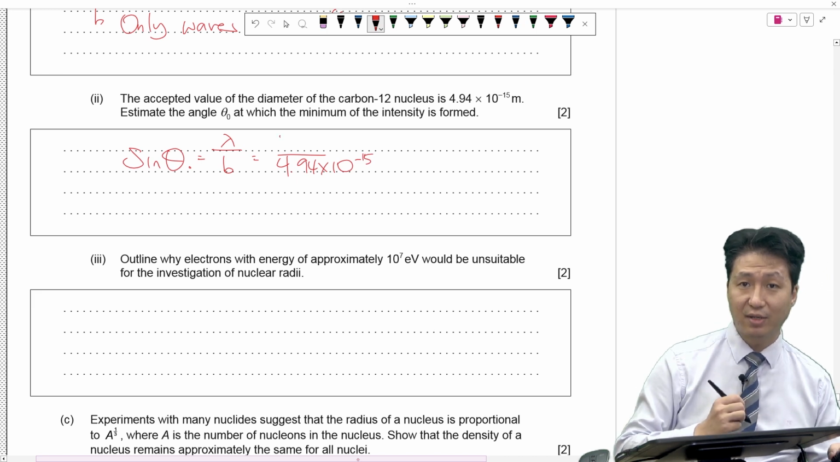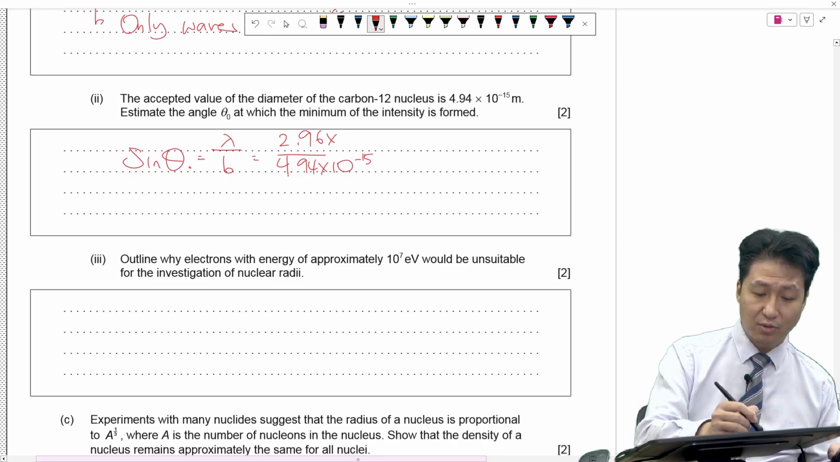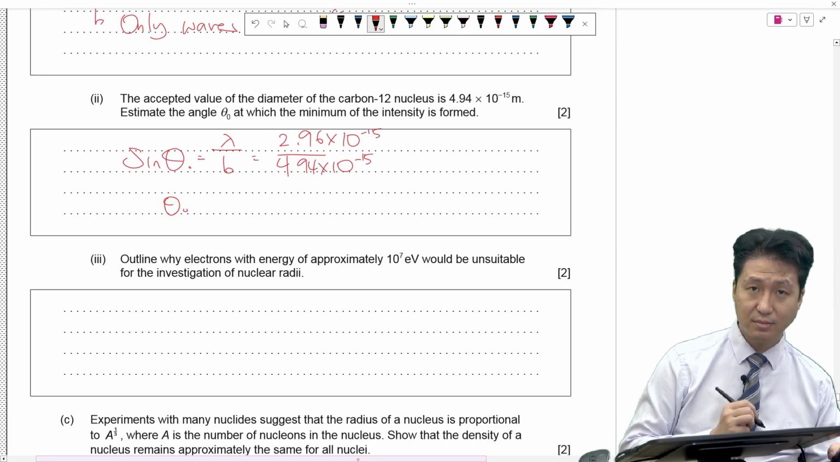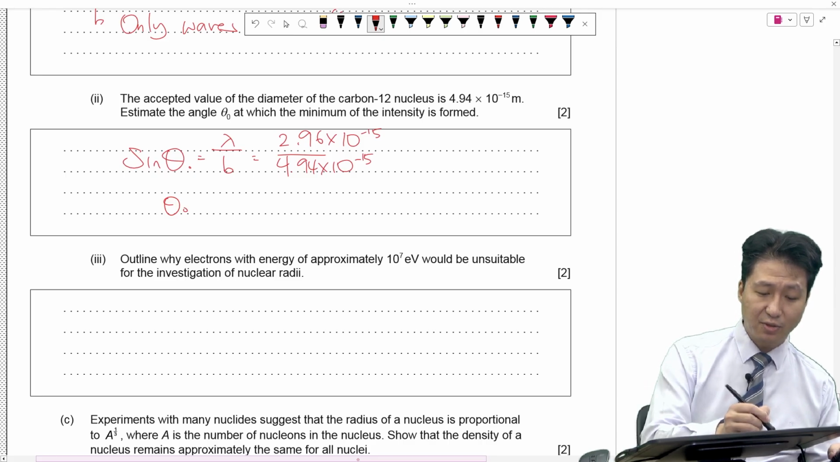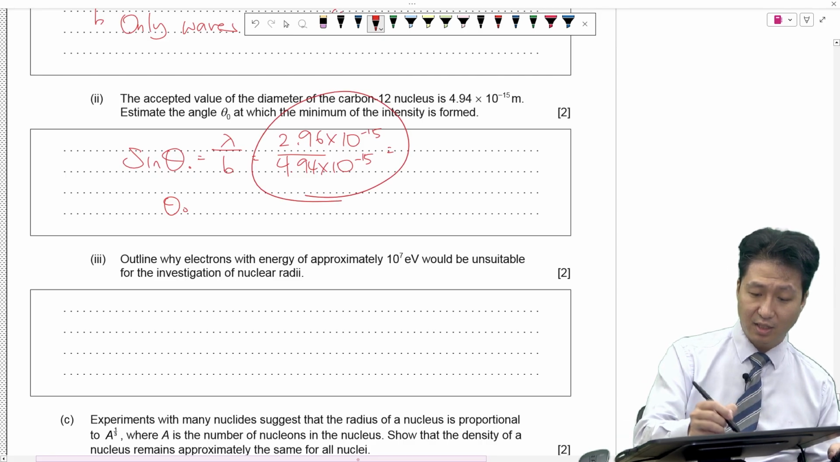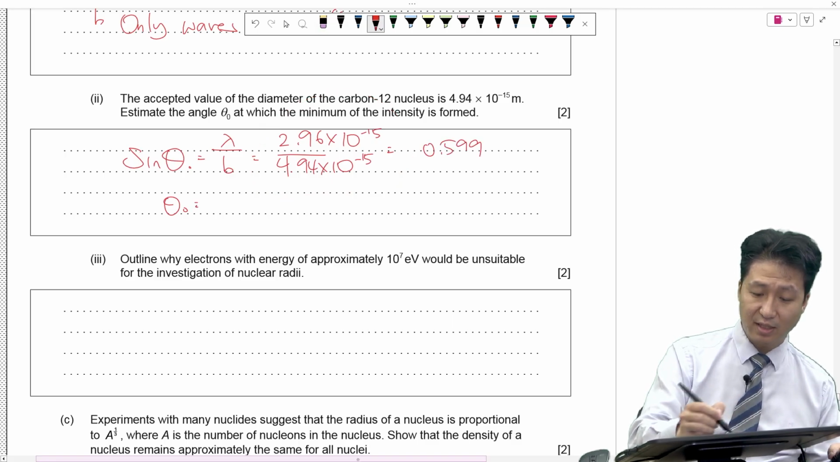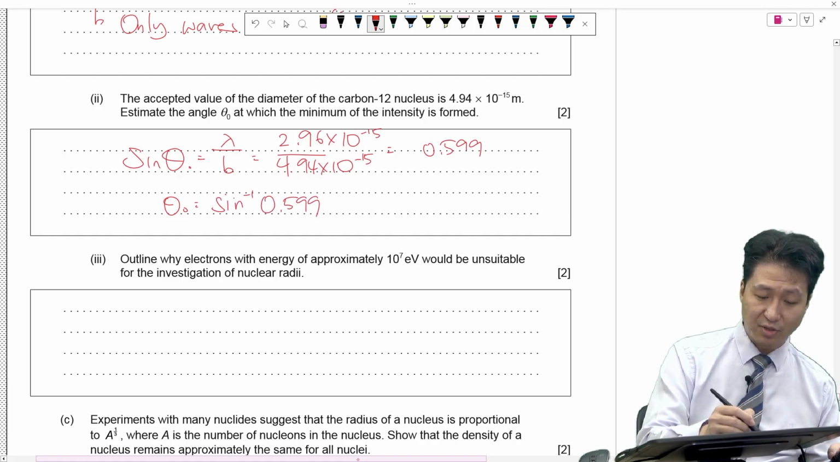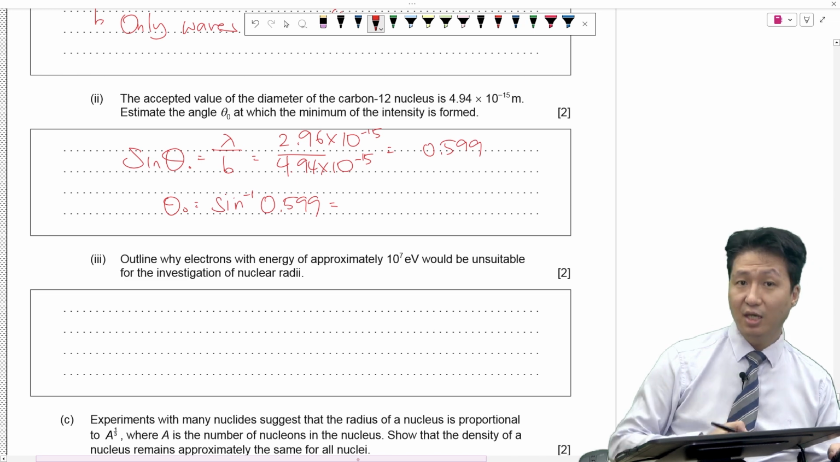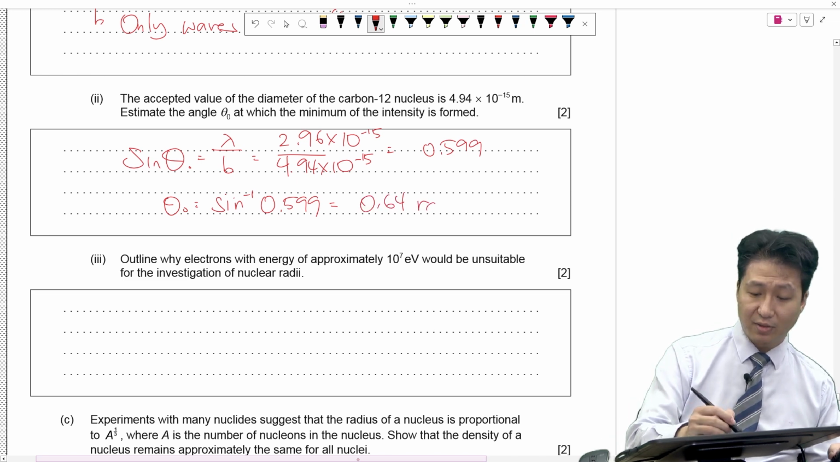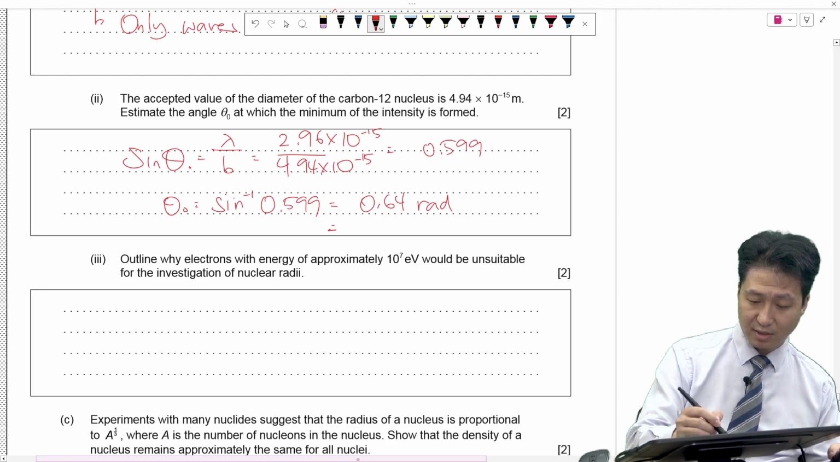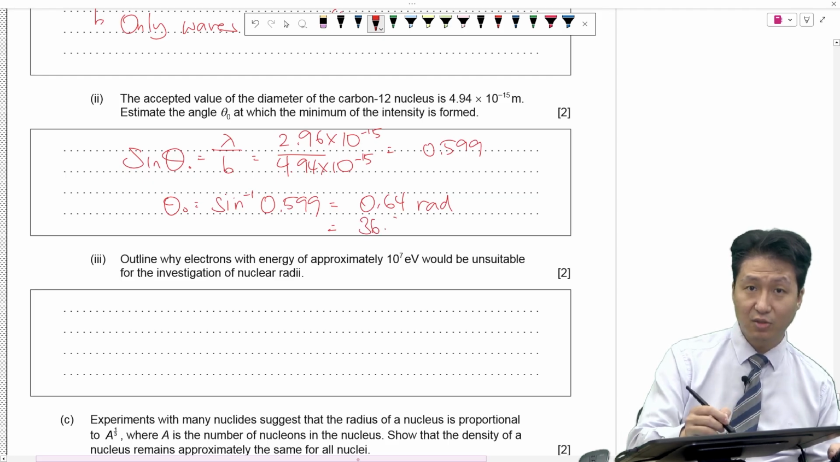We have calculated the wavelength previously. So it's 2.96 times 10 to the negative 15. And to find the angle, you get the inverse sine of this. Divide this first, you get 0.599. So the angle is the inverse sine, or the arc sine, of 0.599. If you use radians, you'd get about 0.64 radians. Or if you use degrees, it would be 36.8 degrees.